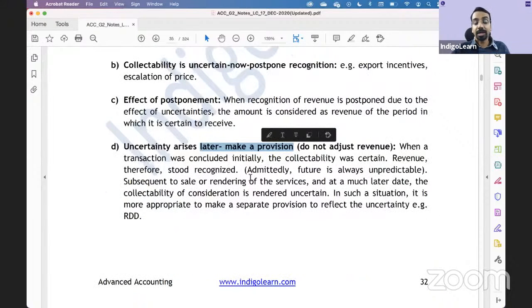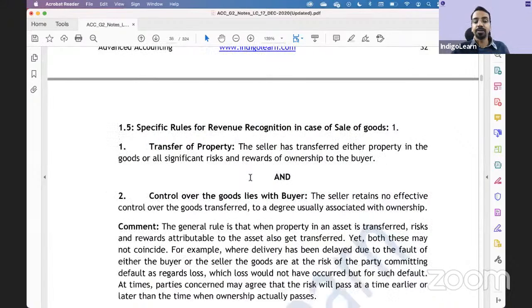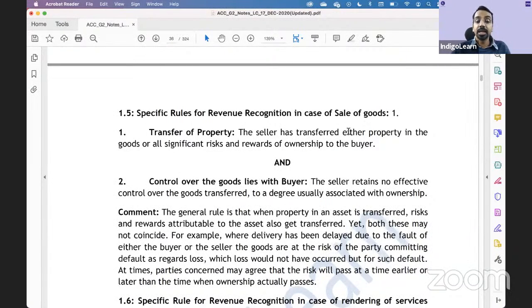Okay, now we'll come to specific aspects of sale of goods, services, and other aspects relating to dividend, royalties, interest, and all those things. But for sale of goods, there has to be transfer of property. That is, the seller has either transferred the property, or all significant risk and rewards of ownership have been transferred to the buyer. For example, just for illustrative purposes, let us say you have purchased a two-wheeler from the showroom. Registration is pending, but the showroom has sold the two-wheeler to you. Invoice has been generated. You have made the payment. Road tax is also paid. Registration is pending. Now, do you think the sale has happened?